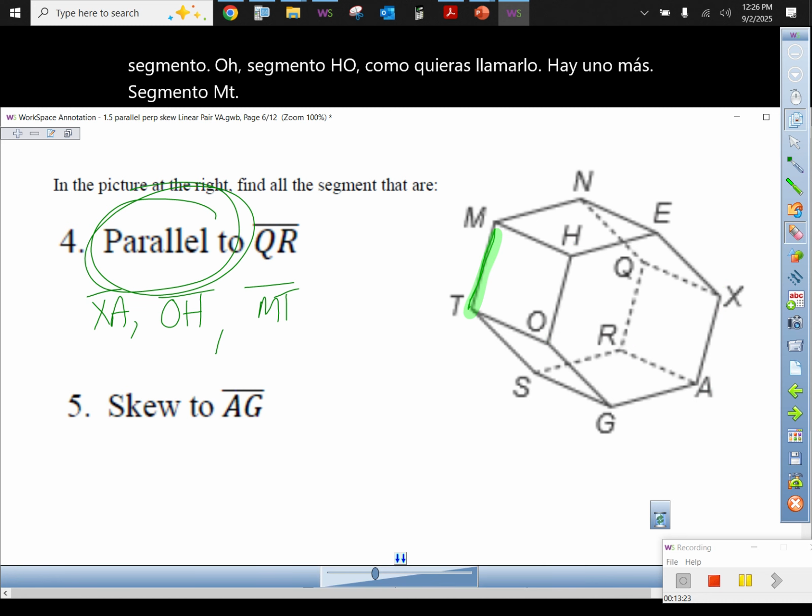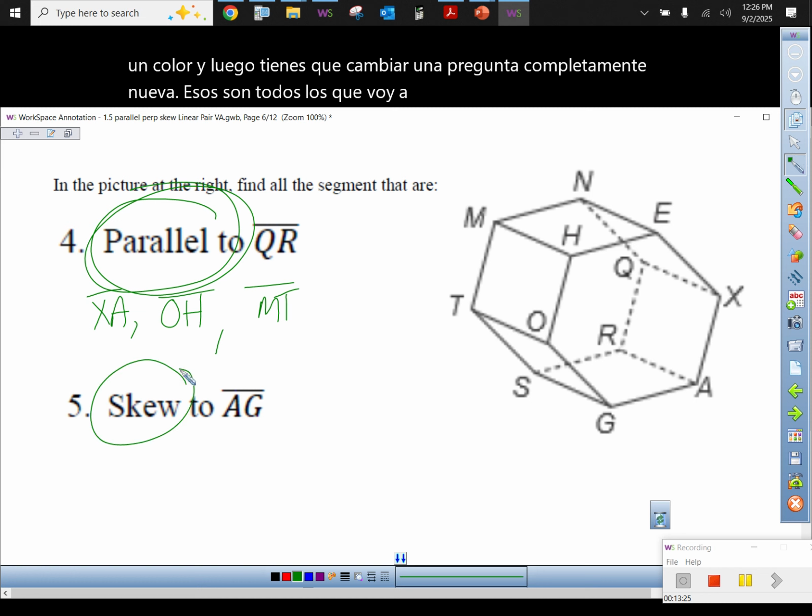I'm going to erase, and now I'm going to force you to highlight because they're asking us to find skew. Phase 1, pick a color, highlight the segment they are talking about. Segment AG. And here's my advice. To find guys that are skew, I've been doing this a long time. We've learned to backdoor this. The easiest way, I think, to find guys that are skew to this is to find dudes who are not skew to it and highlight them.